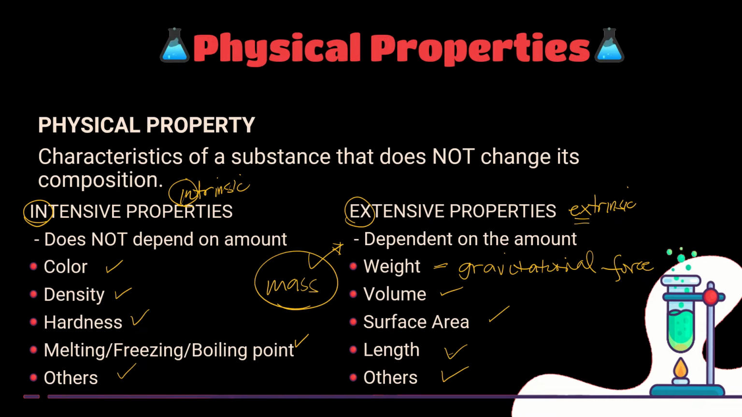Kung ang mass at ang weight at ang volume ay nasa extensive, paano naging intensive or intrinsic yung density ng isang object? Remember that density is equal to mass over volume. So, kahit na gaano man karami yung object, habang tumataas yung mass niya, we still have to divide it by the amount of space it takes up. So, ibig sabihin, kahit na malaki ang amount ng isang bagay, na-divide pa rin natin siya sa amount ng space na nati-take up niya. Kaya ibig sabihin, it remains the same. So density is an intrinsic or intensive property.